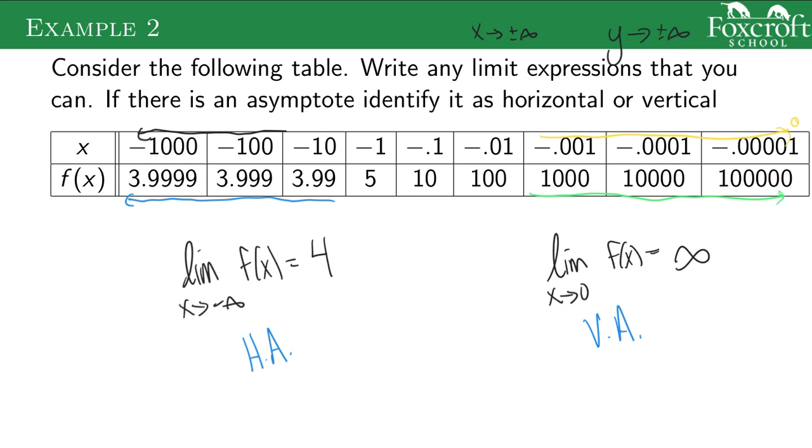This is a really important distinction to make. For your horizontal asymptotes, your x values are getting really big, but your y values are going to a single number. That's the left of this table. For your vertical asymptotes, your x values are just going to a number, but your y values are getting really big. That's the right side of this table. So keeping track of that is the most important thing when you're dealing with these asymptotes.